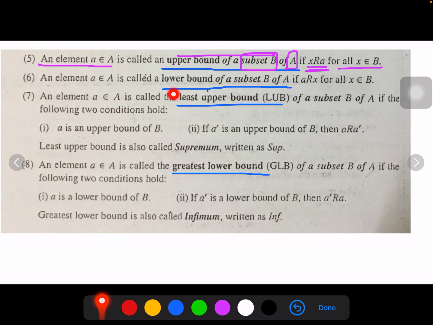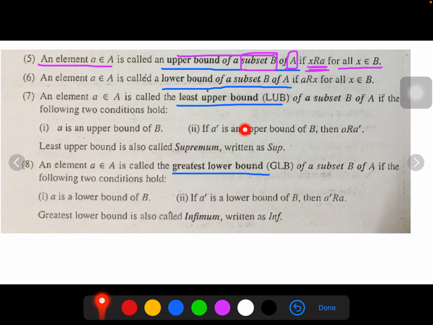a belongs to A is called a least upper bound, LUB, of a subset B of A if the following two conditions hold good. Since it is a least upper bound, first it has to be an upper bound. Find out whether it is an upper bound, and then if a' is an upper bound of B, then a is related to a'. That means when you say that a is the least upper bound, among other upper bounds a should be the least. Okay, so that is the meaning of this.